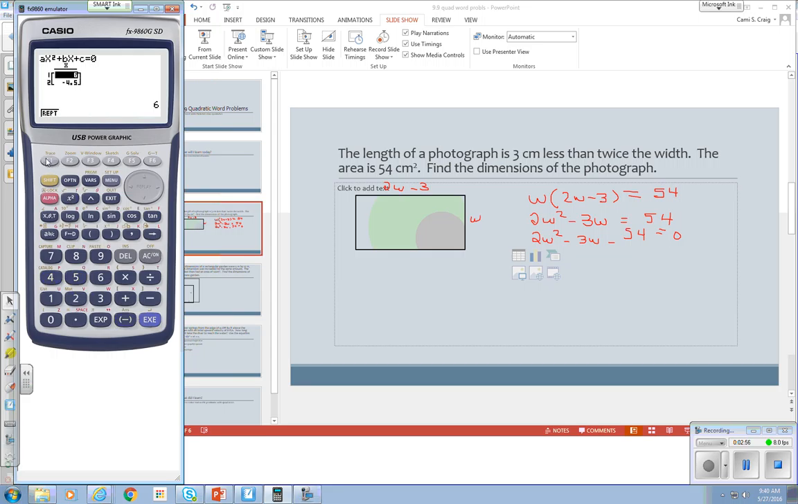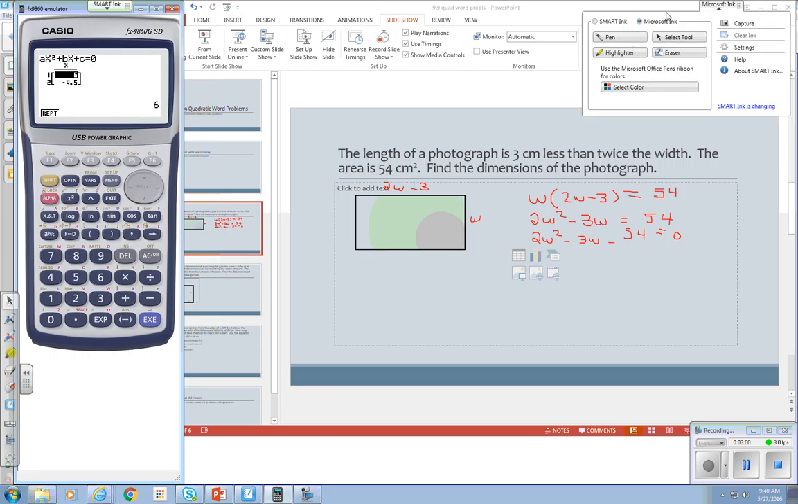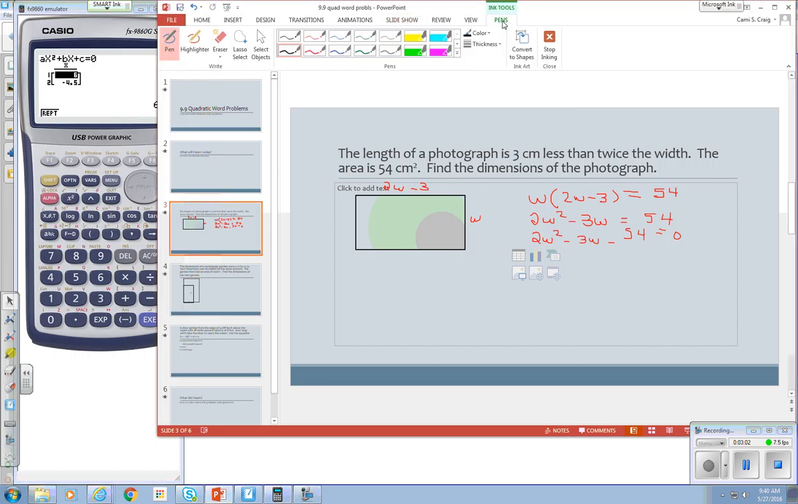Now, it's giving me an answer of 6 and an answer of negative 4.5. Okay. Here's the deal with that. If w equals 6 and then w equals negative 4.5, in the real world, we don't have negative measurements. We might talk about below sea level, but we might say 5 miles below sea level. So this has no use for our word problems.